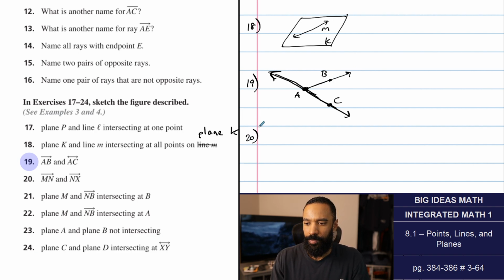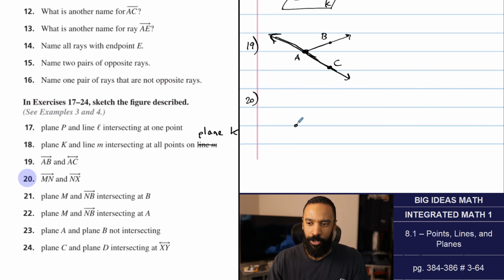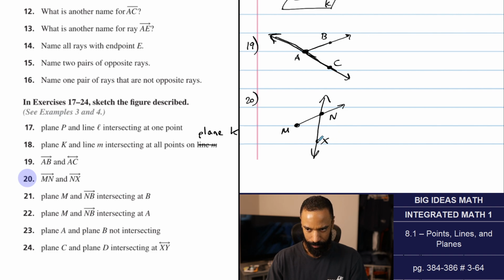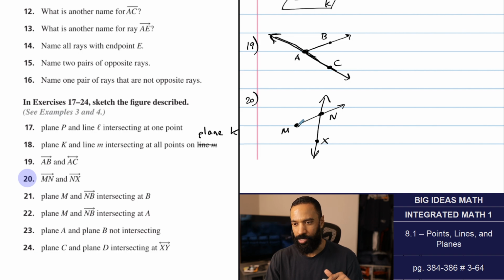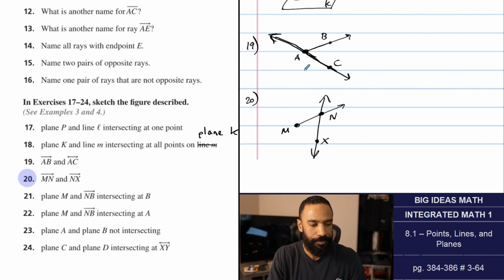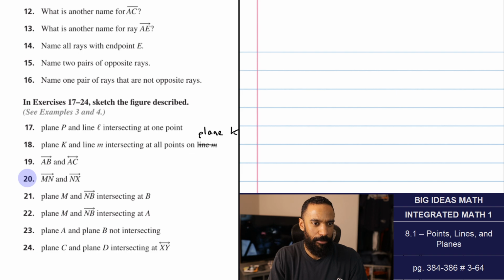All right. Number 20. Now I got to see these specifically. Ray MN and line NX. So with this one, I can do the same kind of version of this first drawing here. Ray MN. Only this time, N is the one that contains the line. So line NX, I would do something like this, where X is a point on this line that goes through N instead of through M. But M is the endpoint for the ray. Well, these drawings are okay for me to do. It's probably those other 3D ones that would look weird.